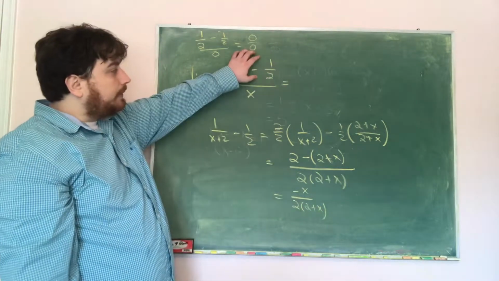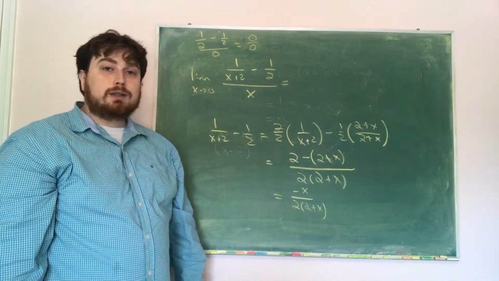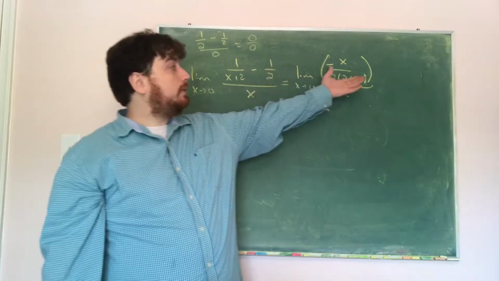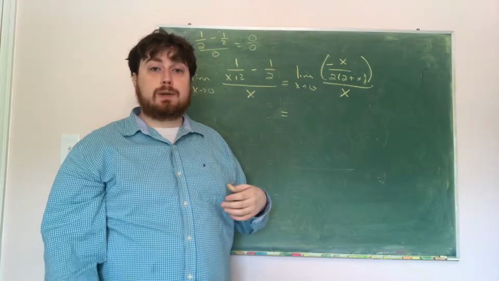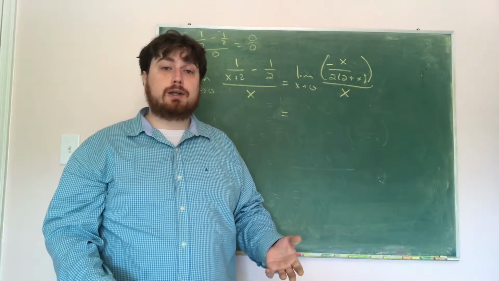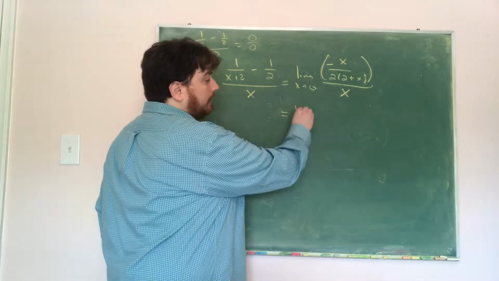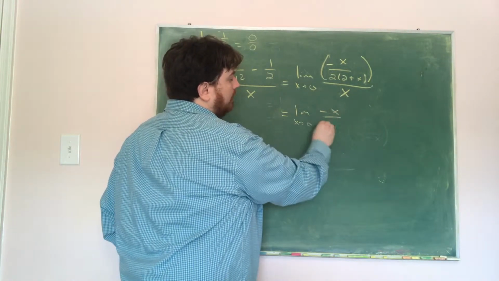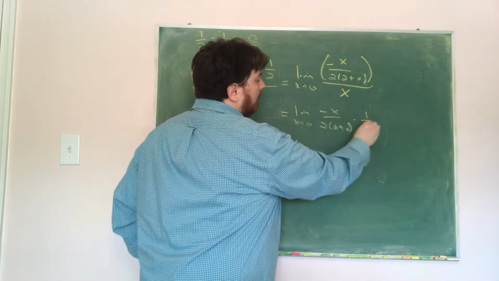Now that I've simplified the top, I can bring that back and plug it in up here and then continue to simplify. I pulled my simplified version of the top and plugged it in up here. And so what we notice now is that we have a fraction divided by a fraction, so we should continue to simplify. In order to divide fractions, we multiply by the reciprocal. So I'm going to get the limit as x goes to 0 of negative x over 2 times 2 plus x, times 1 over x.